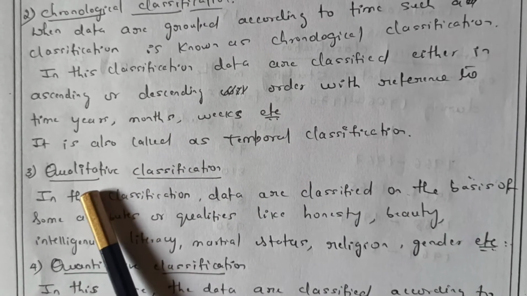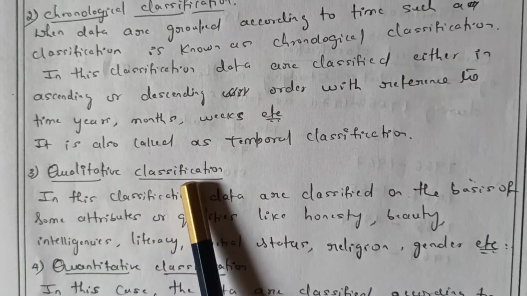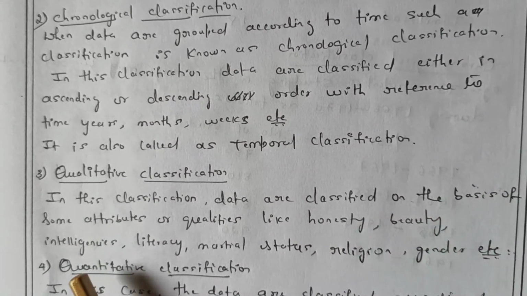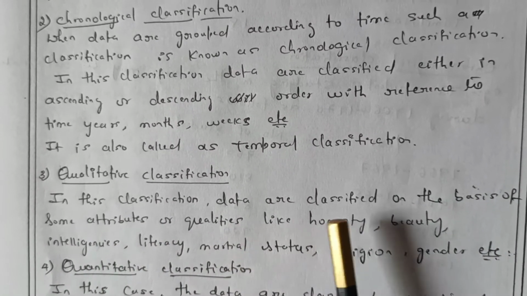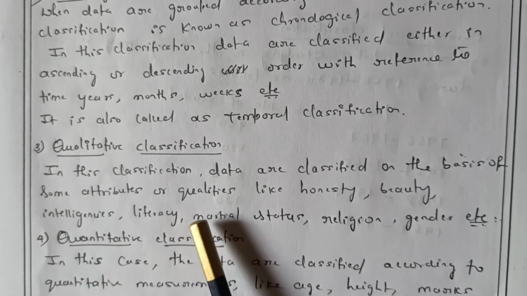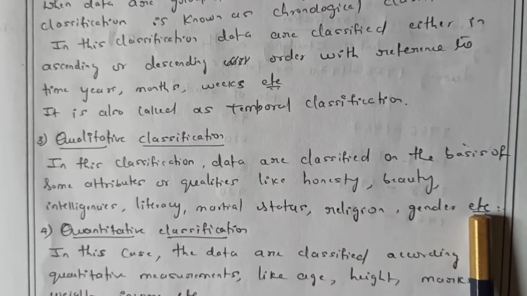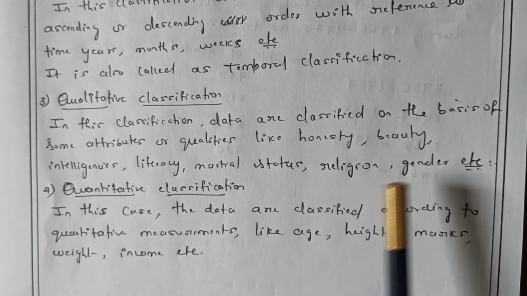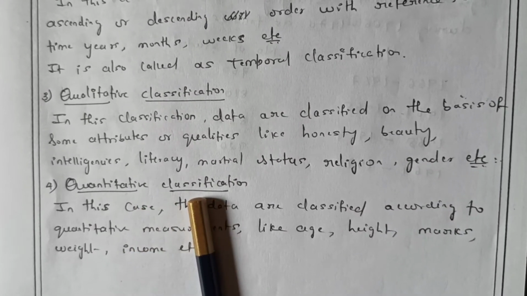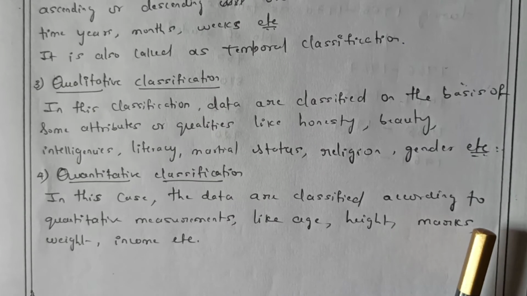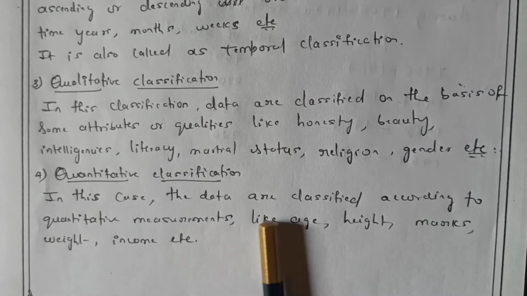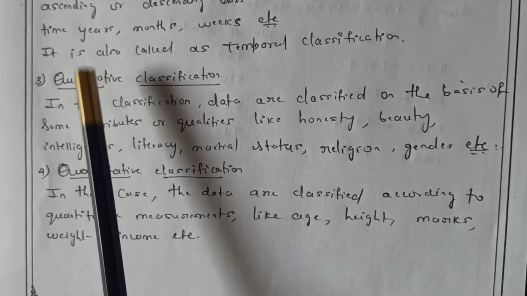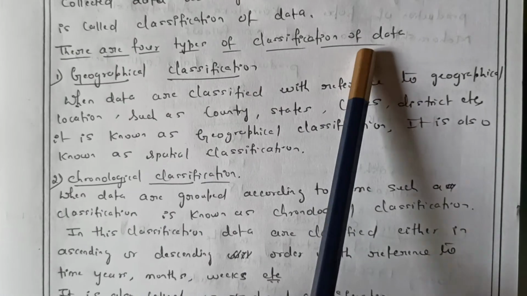Next we have the third classification, that is the qualitative classification. In this classification, data are classified on the basis of some attributes or qualities like honesty, beauty, intelligence, literacy, marital status, religion, gender, etc. Based on these qualities, you will be grouping the data. The last one is the quantitative classification. In this case, the data are classified according to quantitative measurements like age, height, marks, weight, income, etc. So here you have 4 types of classification of data.